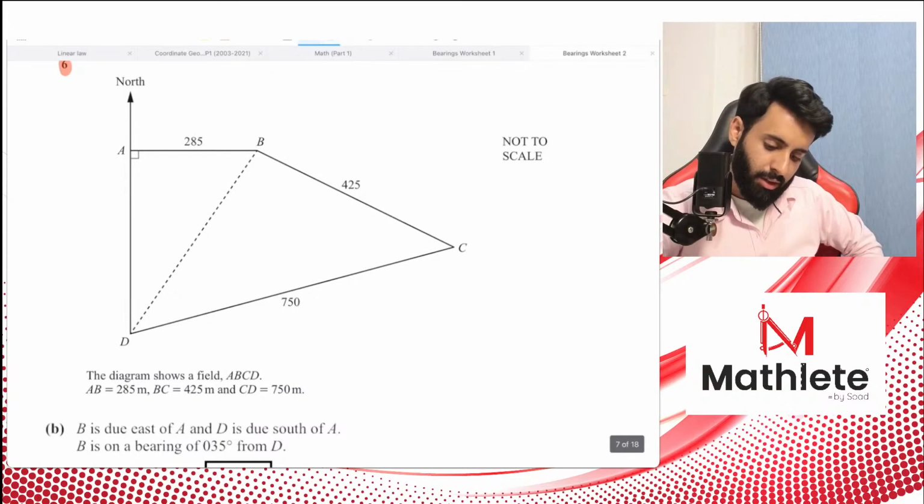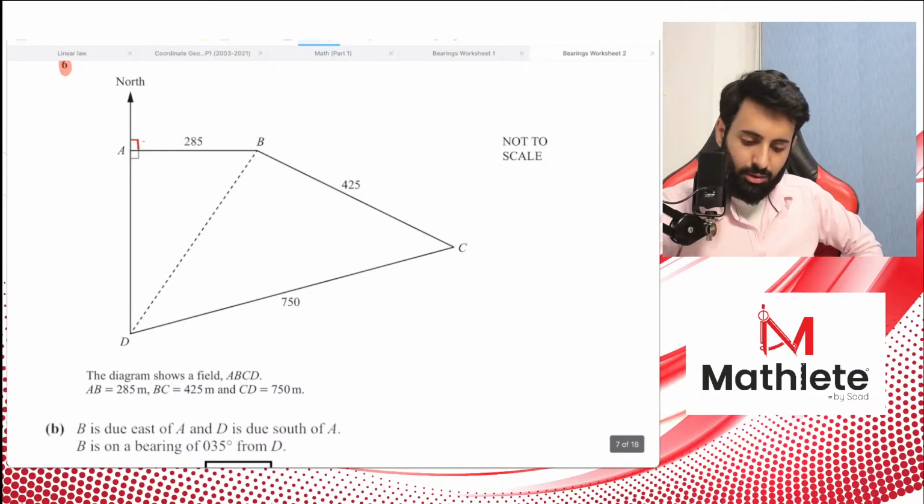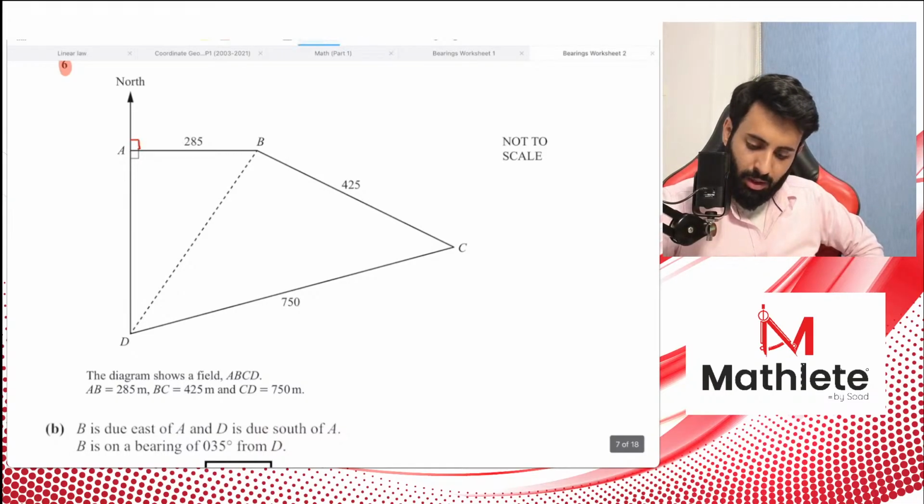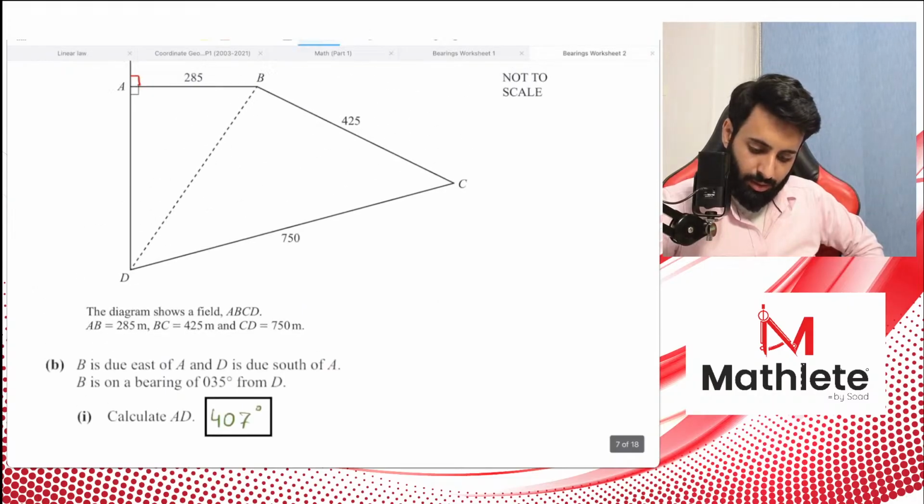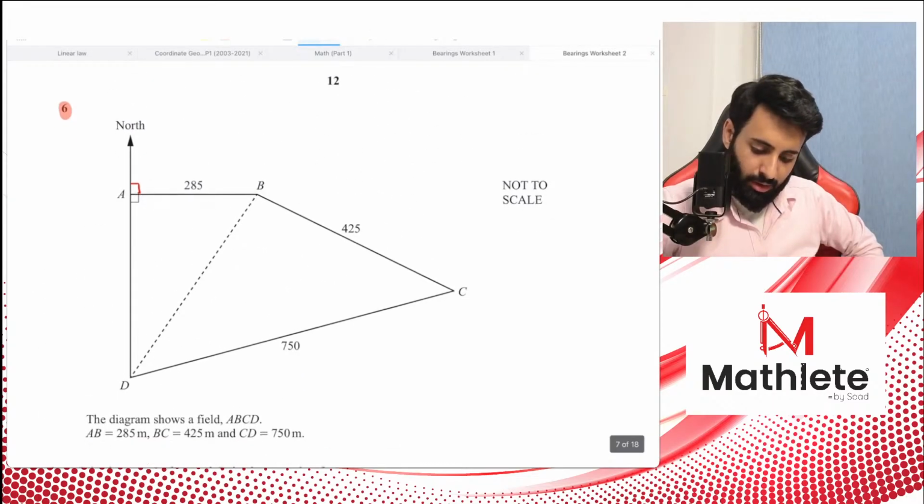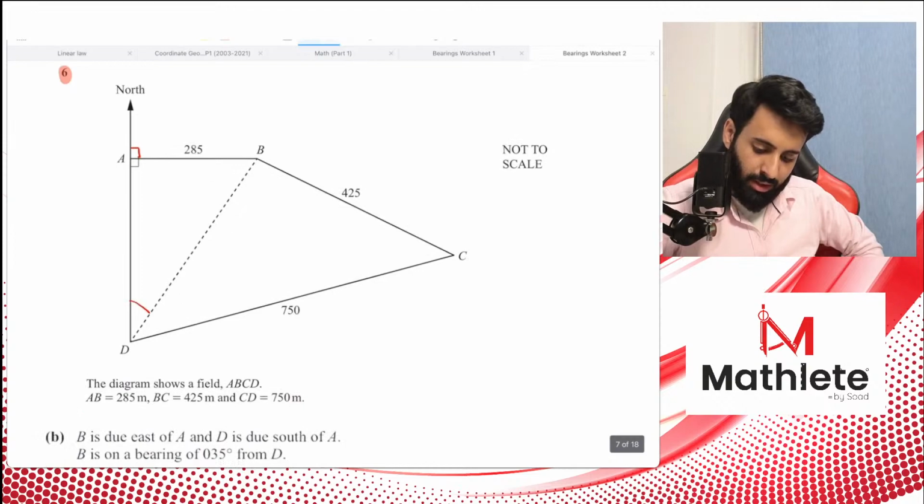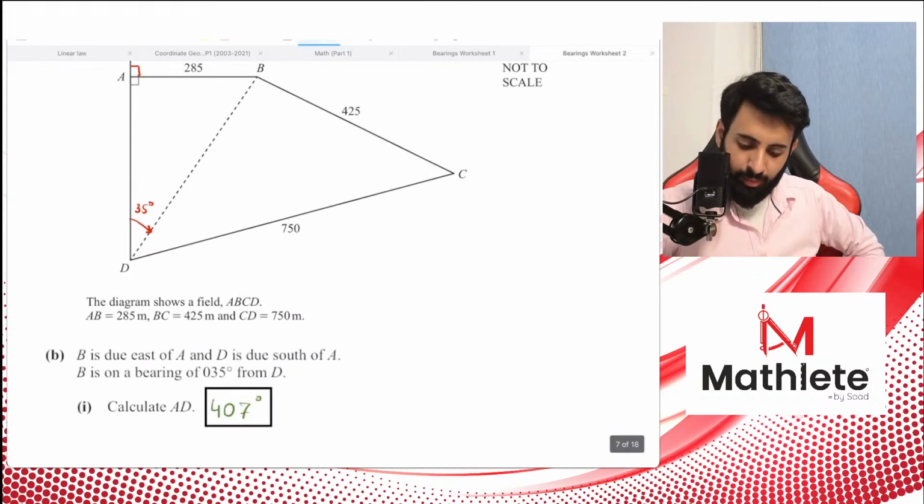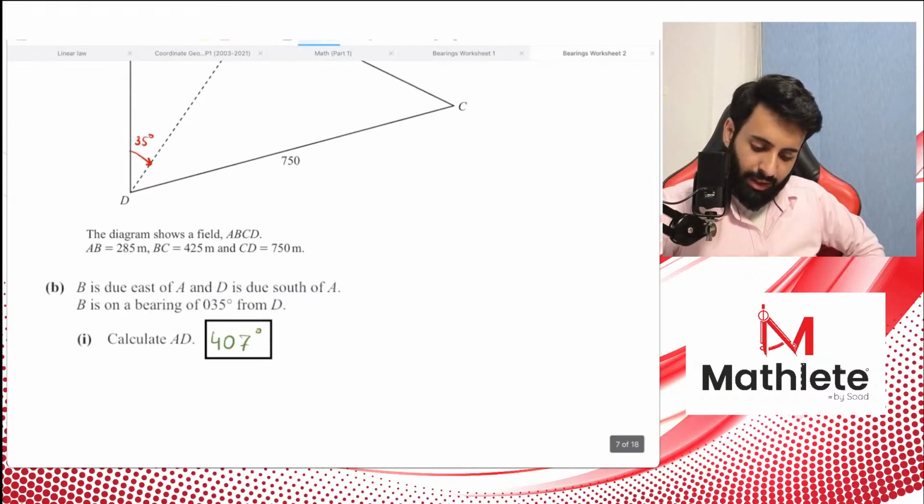And we'll not just have 90 here, we'll have a 90-degree angle over here also. Okay. Now let's see what else the question says. The bearing of B is on a bearing of 35 degrees from D. So B is on a bearing of 35 degrees from D. So that means this angle that you're looking at is actually 35 degrees. Okay, not according to me, according to the question. Okay. Then it says calculate AD.